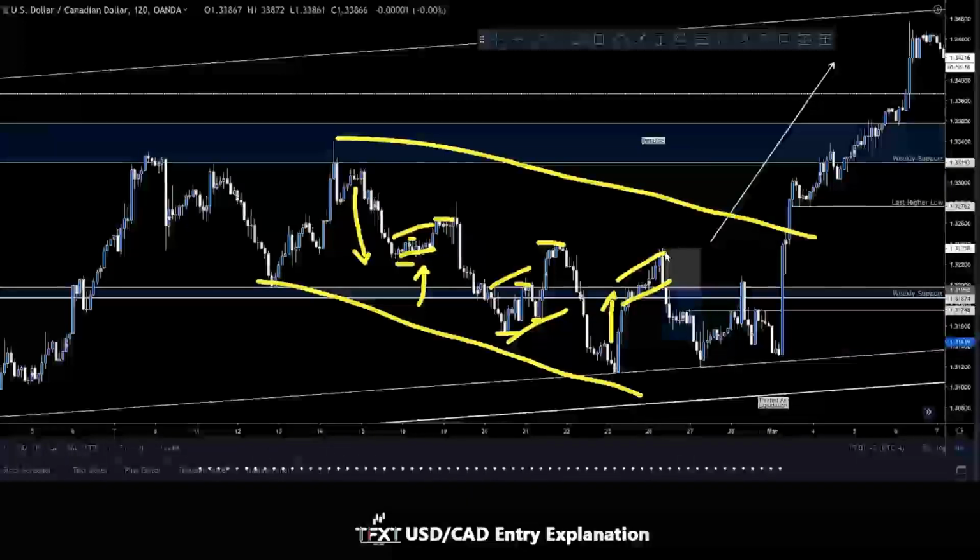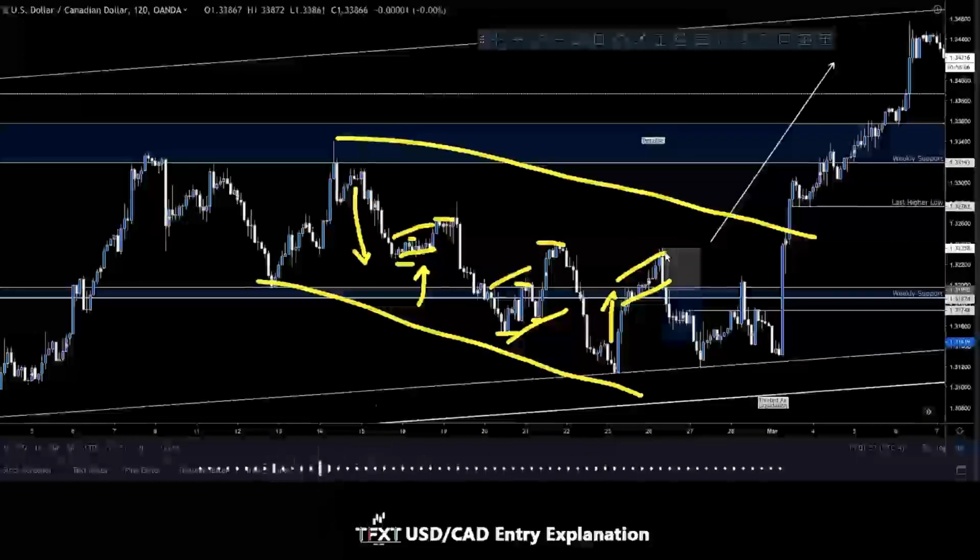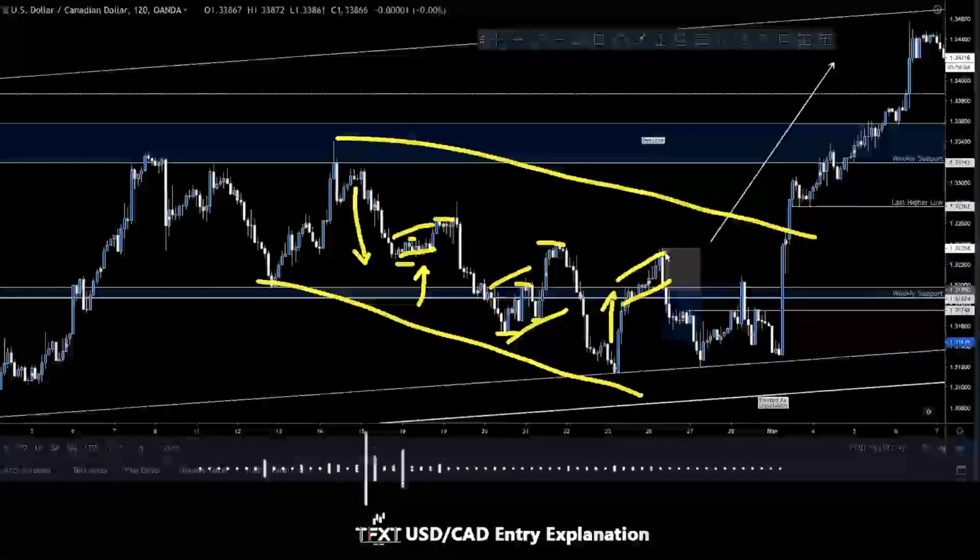Something like this can be argued, can be subjective only because this is more of a personal play. But all the other setups that I'm going to show you and the 2 past ones that I showed you, no subjection on those. And so with that, that's US dollar CAD, more of a personal play, legends. And so hope you guys enjoyed that one.